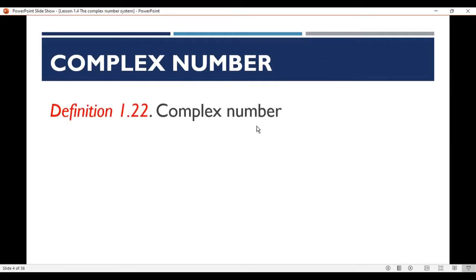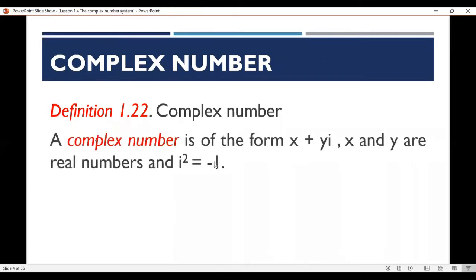So by definition, the complex number is of the form x+yi. Okay, so ito yung ating form ng complex number, x+yi, where x and y are real numbers. And i squared is equal to negative 1. So meron tayong isa pang letter i, na ang value nitong letter i ay square of i is negative 1. Okay?